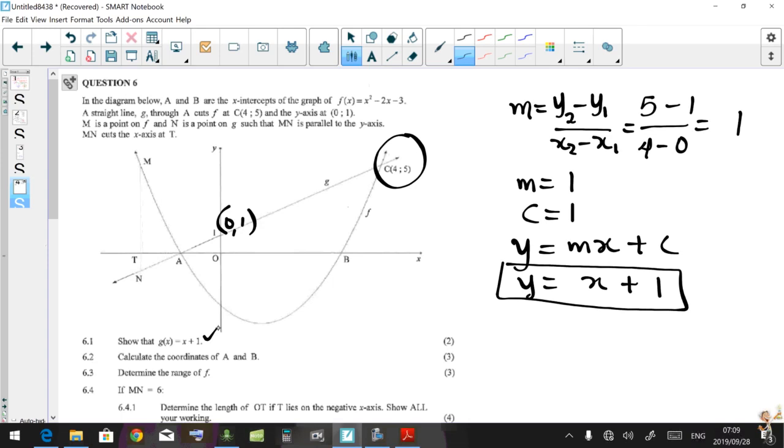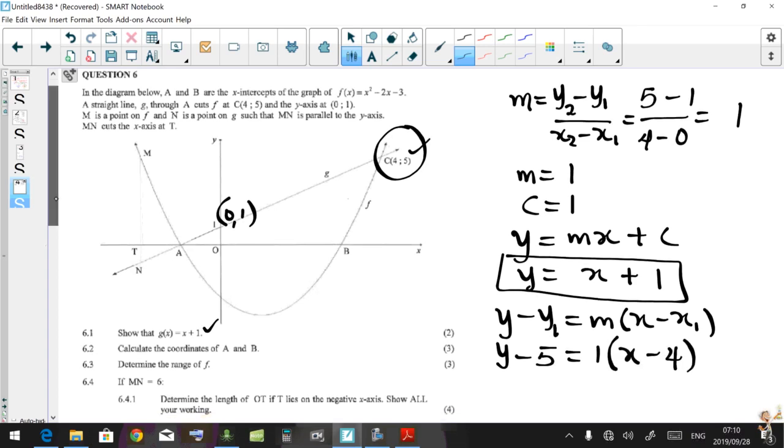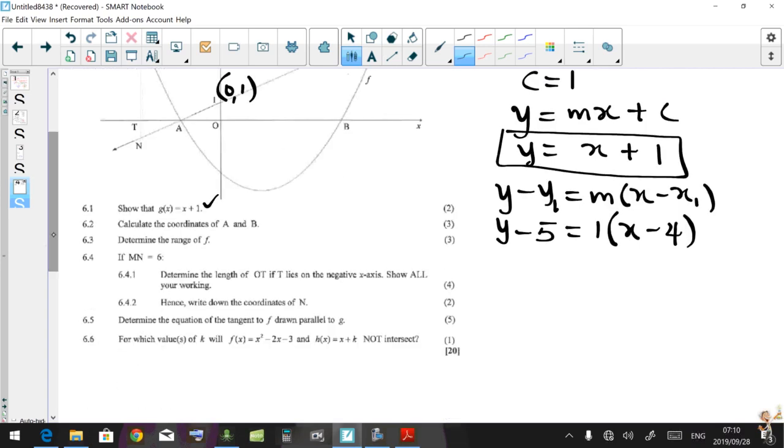But somebody else, in case they did not see the y-intercept, might say y minus y1 equals m times x minus x1. And we can pick any point. Let's pick point 4 and 5. Y minus 5 equals, remember this is 1, x minus 4. Just in case Elena did not see the y-intercept there. So y equals x minus 4 plus 5. Y is, what is 5 minus 4?